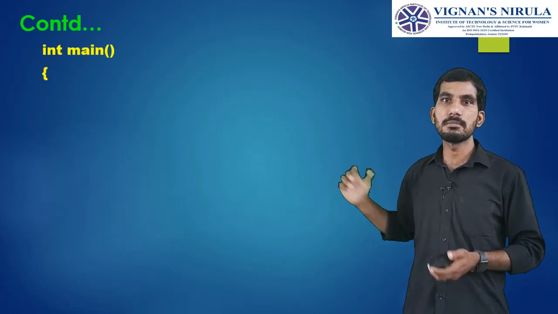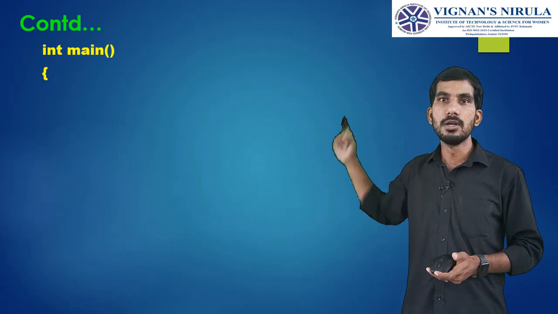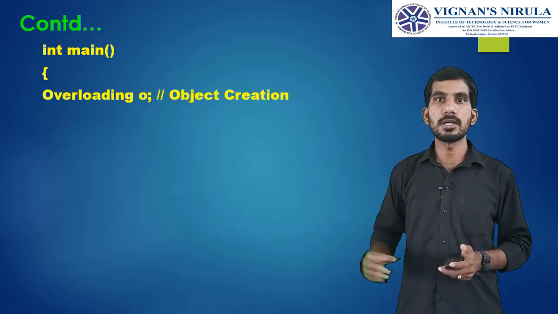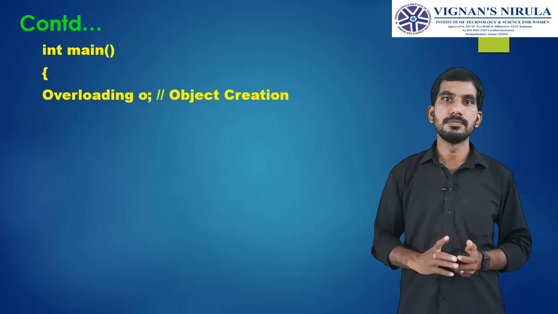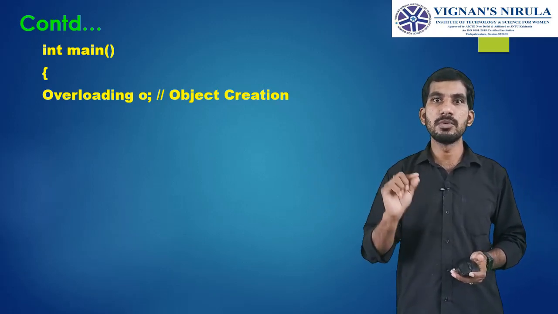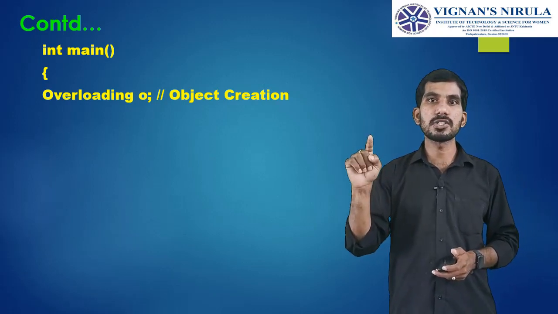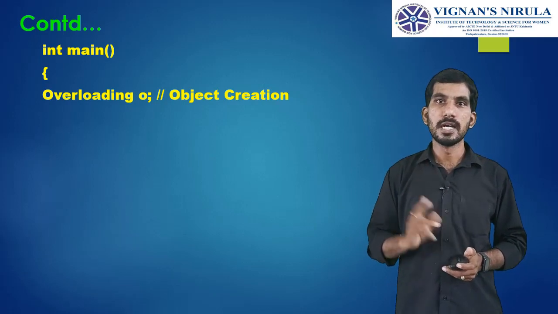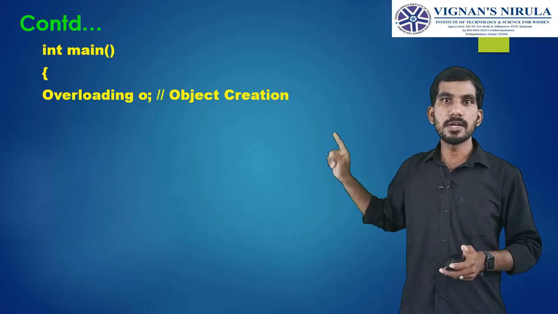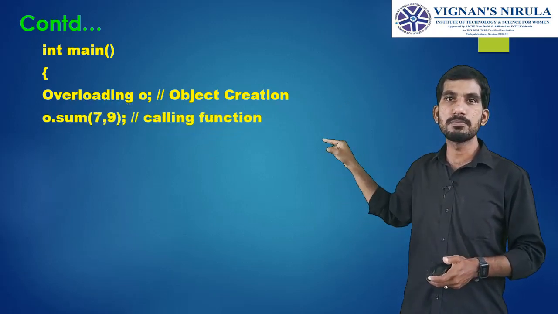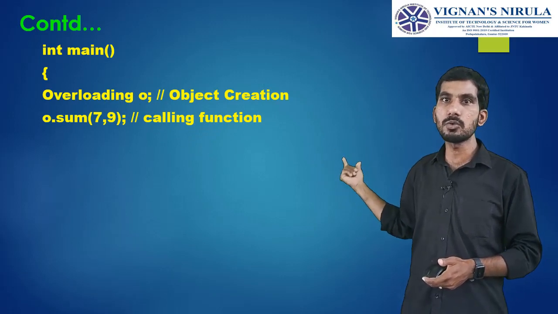So next we are taking the main function. And within this main function, I want to create the object for the overloading class. Here I am creating the object: overloading, space, object name. With the help of the object name, we can call the two functions. But here the thing is, the first sum function has two parameters, and the second sum function has three parameters. For that, first we are calling the sum function with the help of the object name. Object name dot sum function, and the first sum function has two parameters.